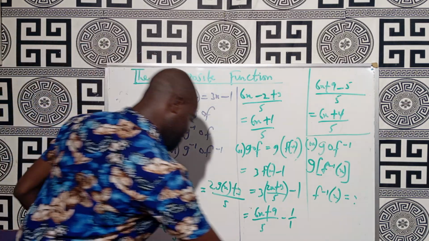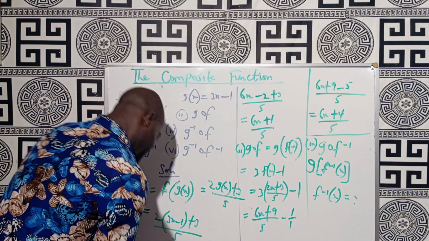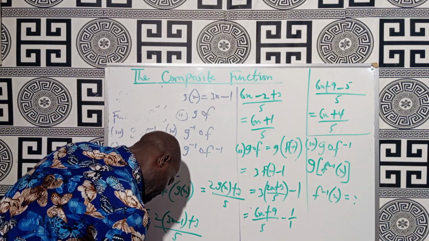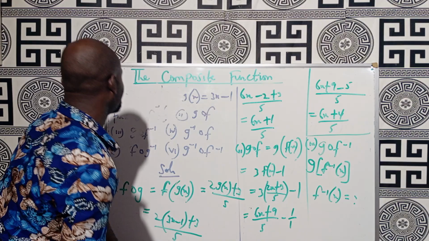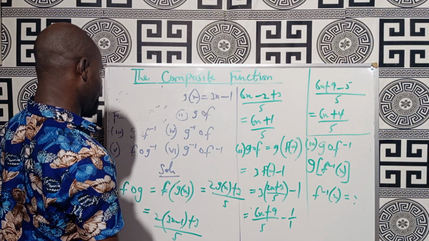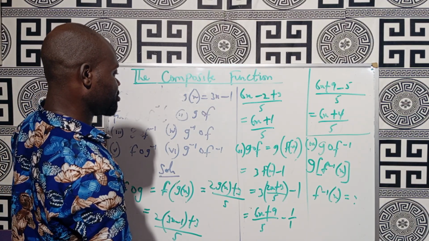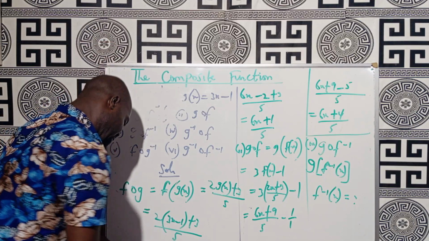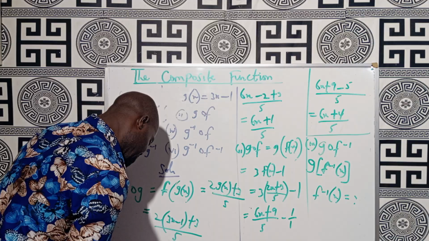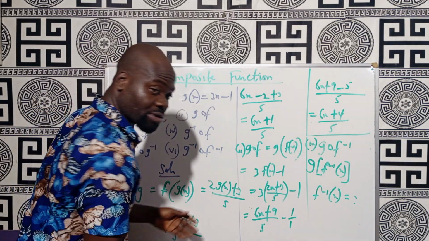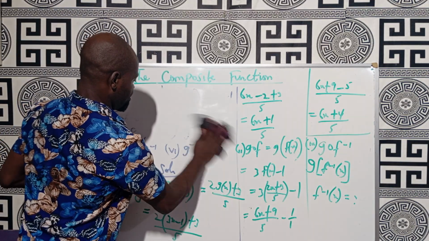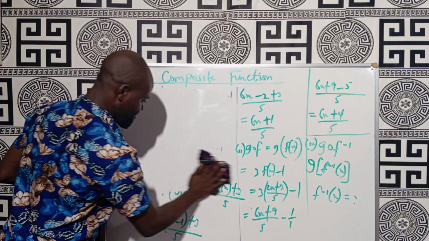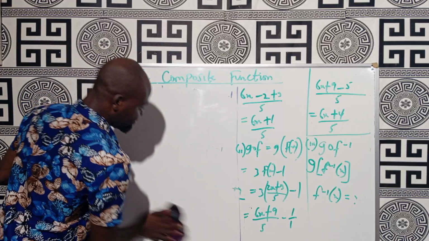Let me see. Sorry. My f of x is what? My f of x is 2x plus 3 all over 5. That's my f of x, and that's my g. Okay, let me clean it now. Let me clean the whole thing. Okay. Hope you are getting this.